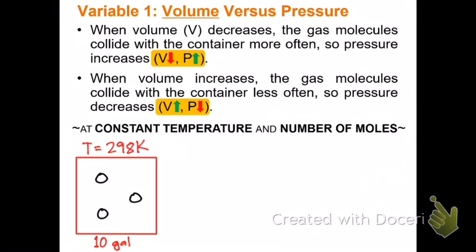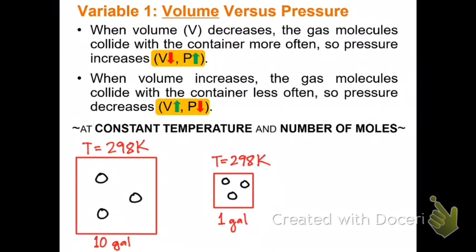And then we also have a second container here. I'm going to exaggerate this a little bit. The temperature is the same, so we'll put the temperature also at 298 kelvins, and the number of molecules is the same: I have 3 gas molecules in here. But now the volume changed. Instead of 10 gallons, now we have 1 gallon. So how do you think pressure is affected here?